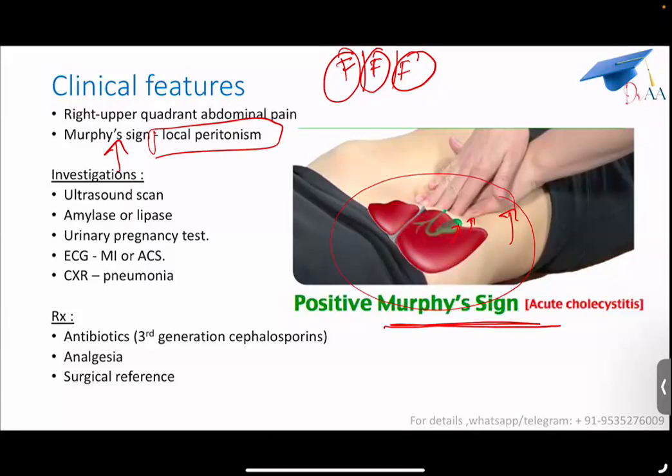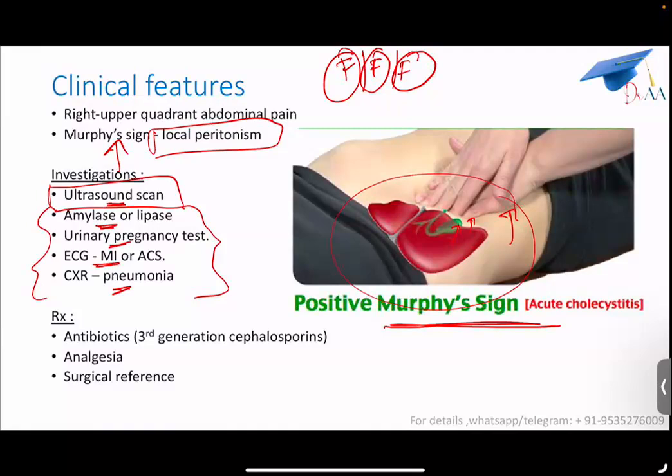The best investigation is to get an ultrasound scan done. This is to rule out other differential diagnoses: pancreatitis, as it is right upper quadrant pain, it can be an MI, it can be a right lower lobe pneumonia. Sometimes it can be a ruptured ectopic, which is irritating the diaphragm, so the pain is there. So all these investigations are to rule out other differential diagnoses. Ultrasound is the investigation of choice to rule in cholecystitis.